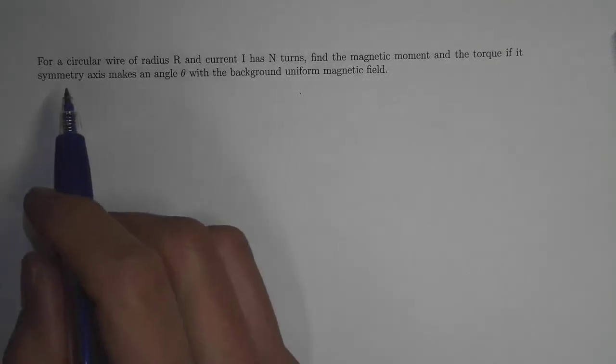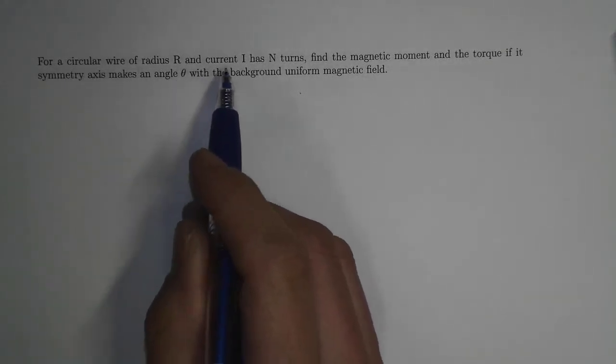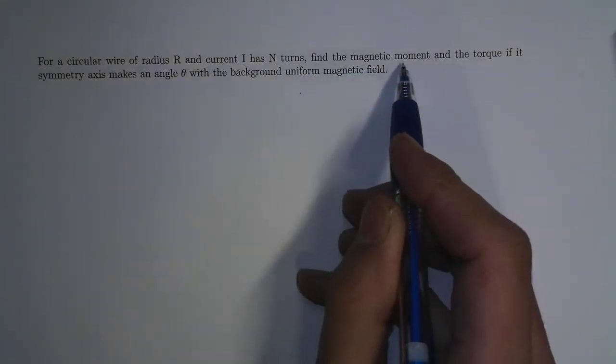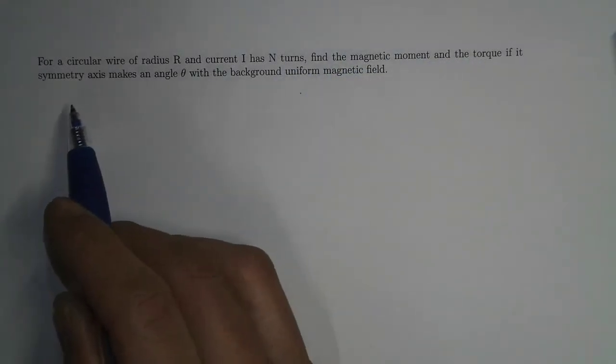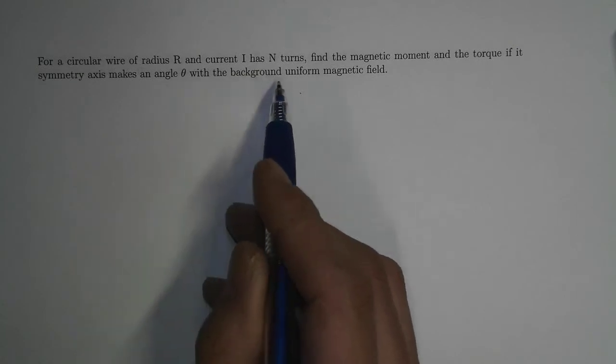Let's consider the following problem. For a circular wire of radius r and current I has n turns, find the magnetic moment and the torque if its symmetry axis makes an angle theta with the background uniform magnetic field.